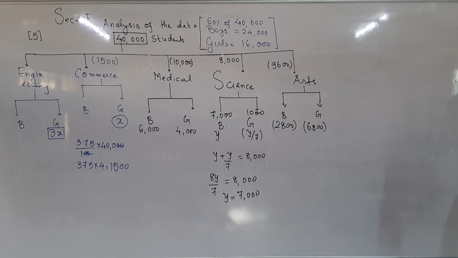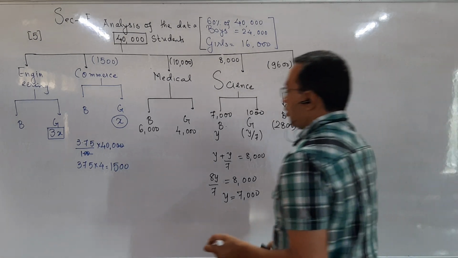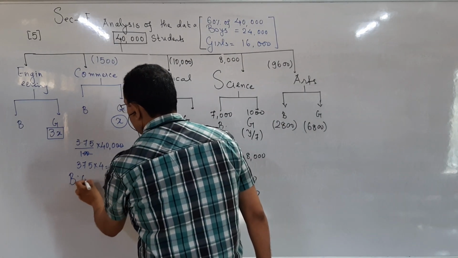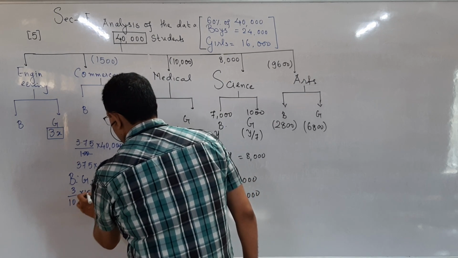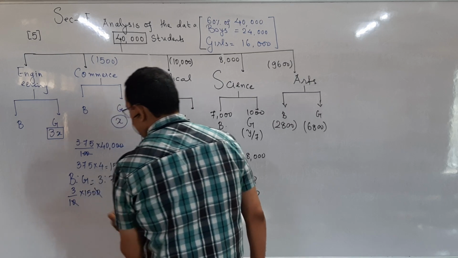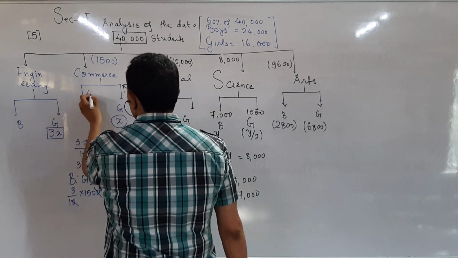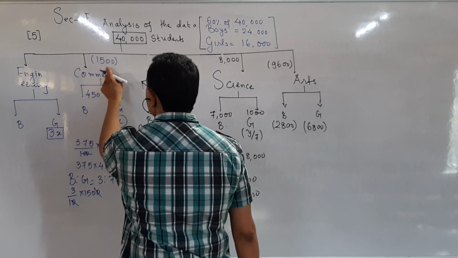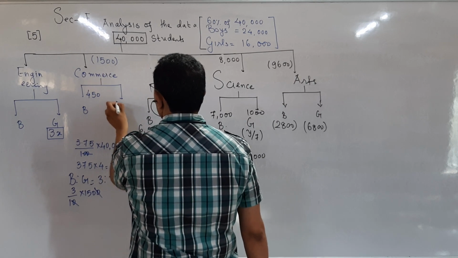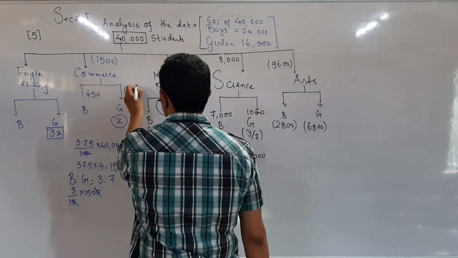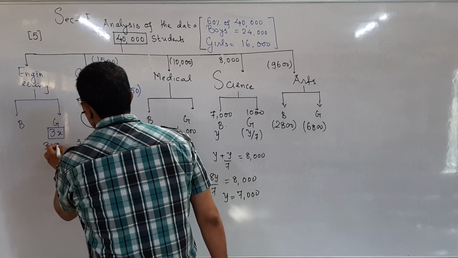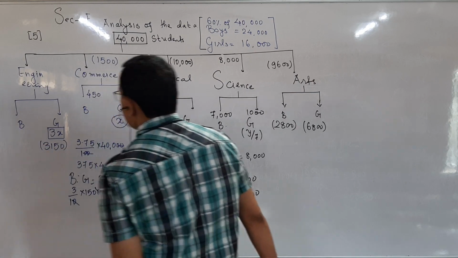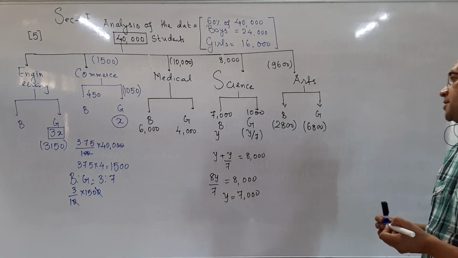And the proportion of boys and girls was 3:7. Ratio of boys and girls was 3:7. So boys will be 3 by 10 into 1,500. 0 and 0 get cancelled. 15 3s are 45, so 450 were boys. 1,500 minus 450, so 1,050 were girls. So multiply this by 3. So 3,150 were girls in the engineering faculty.